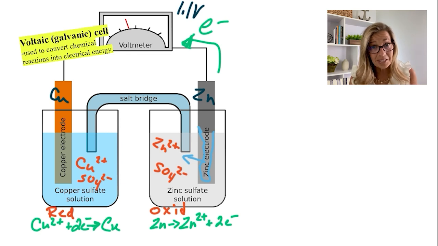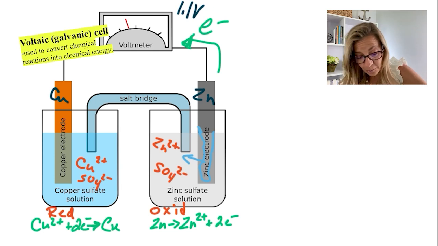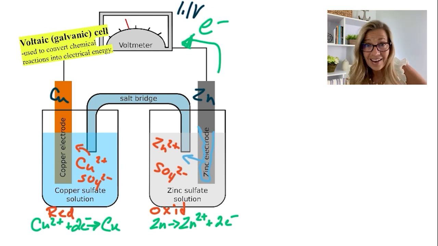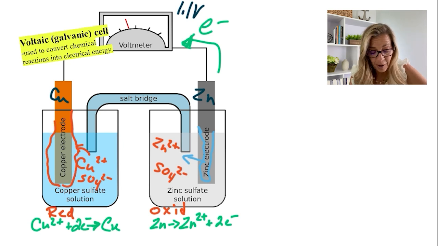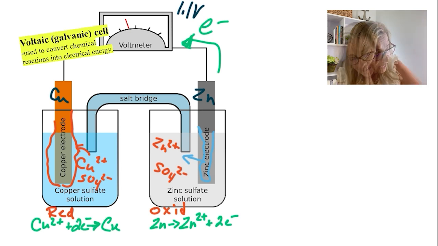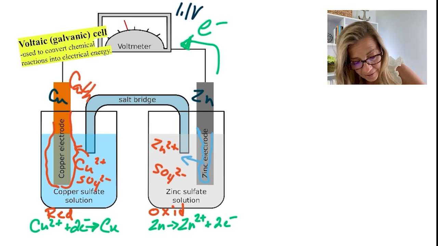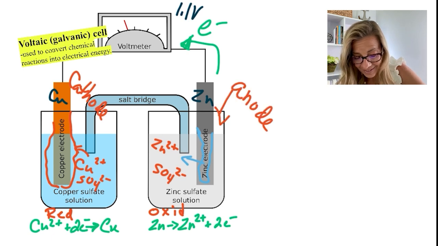The opposite is going to happen over here at the cathode. The copper ions are actually going to precipitate to solid copper. So this electrode would be physically growing because those ions would be coming out of solution. And so what is this? Well, this is where we have reduction. This is the cathode over here. And then this would be called the anode.